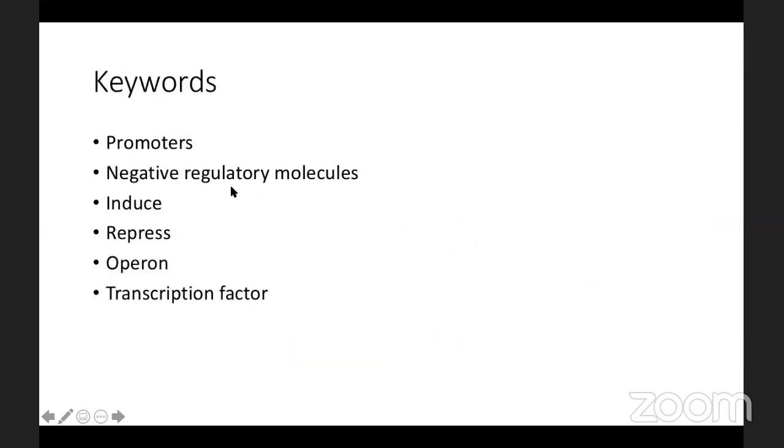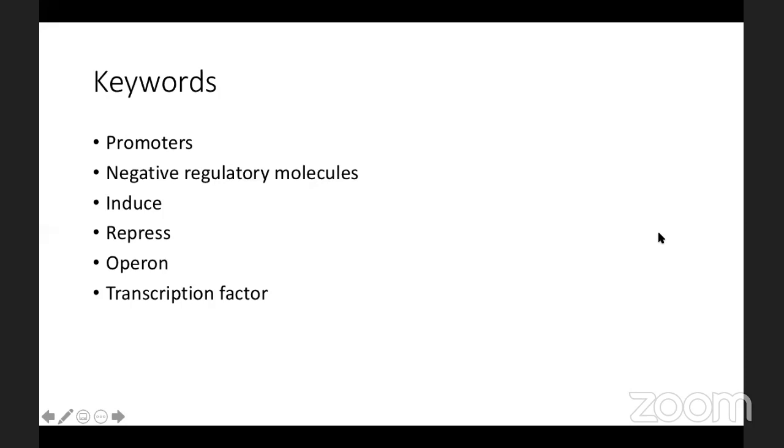I've been encouraging you to make sure you're familiar with keywords when you're studying. I think a lot of times kids try and memorize like Lac Operon and Trp Operon. That's not necessary. I think it's more important for you to be familiar with the idea of what an inducible region is, what a repressible region is, what an operon is, what transcription factors are, and so on and so forth. So this is the list of keywords I recommend you focus on.